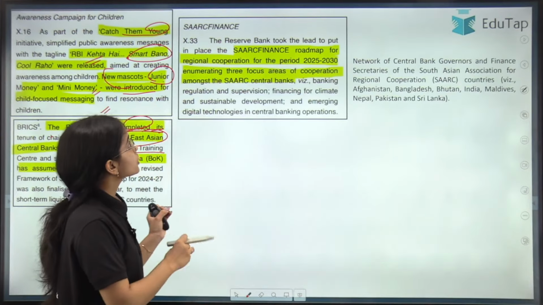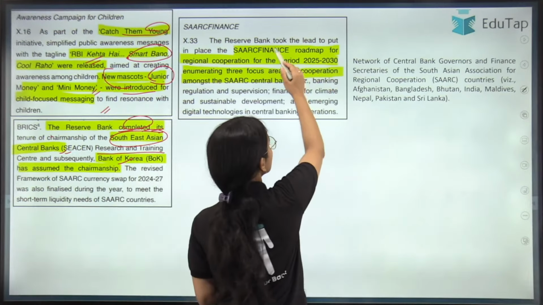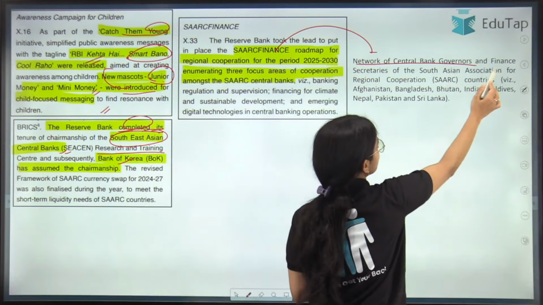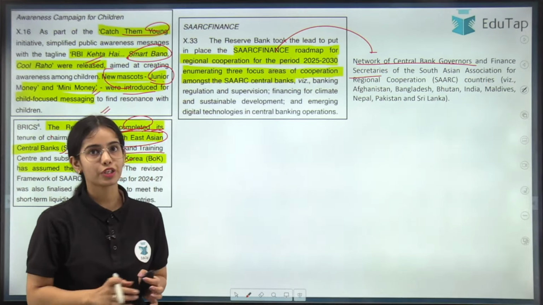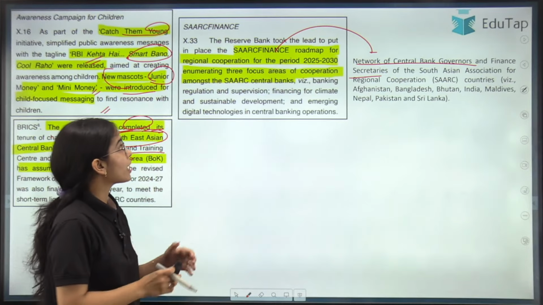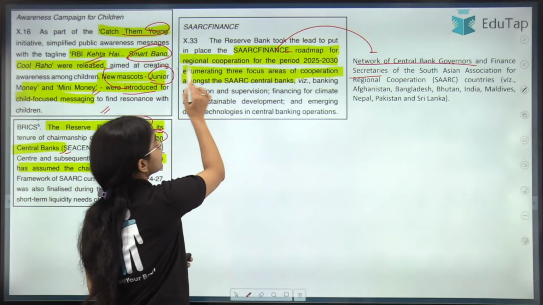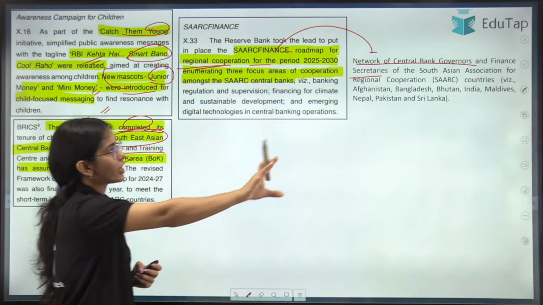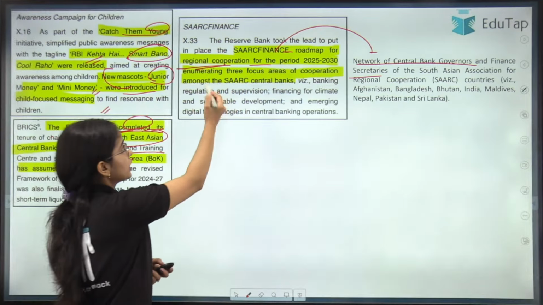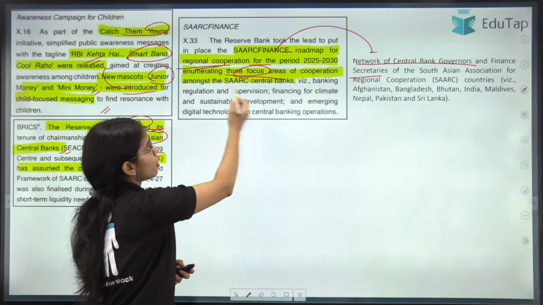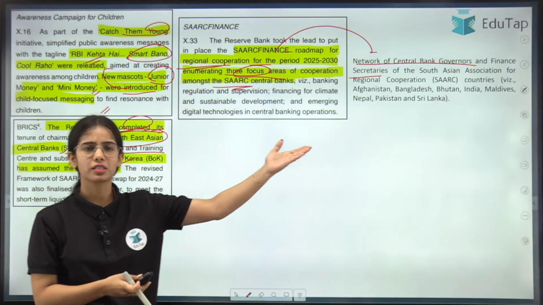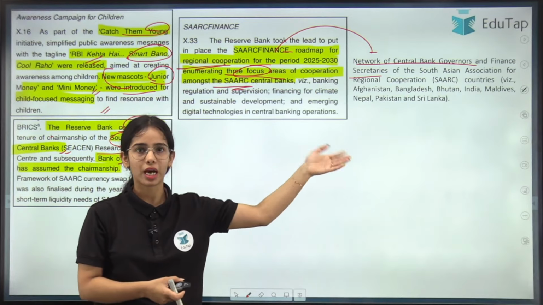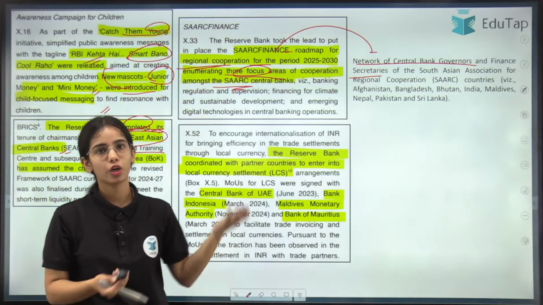Now next is SAARC Finance. This is the network of central bank governors and finance secretaries of the South Asian Association for Regional Cooperation, and RBI has created a roadmap for regional cooperation for the period 2025-2030, enumerating the 3 focus areas of cooperation. Now, in SAARC there is Pakistan, so I don't think that much cooperation will happen, but at least RBI has created a roadmap.